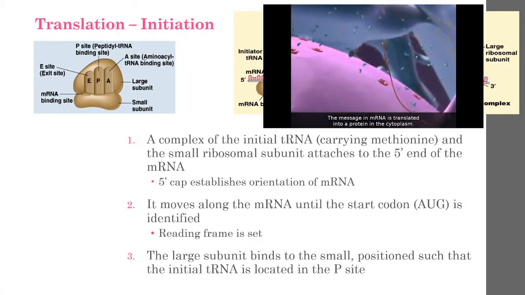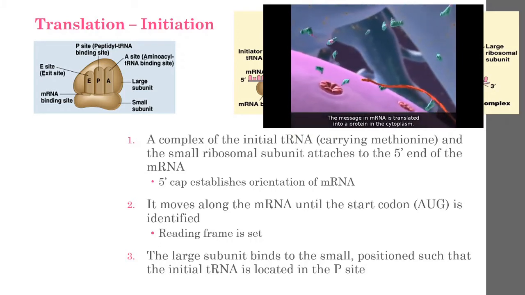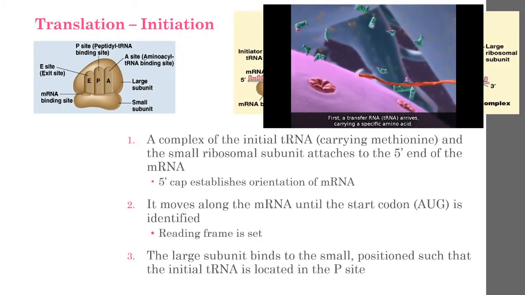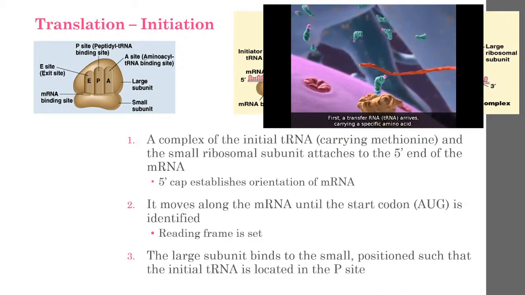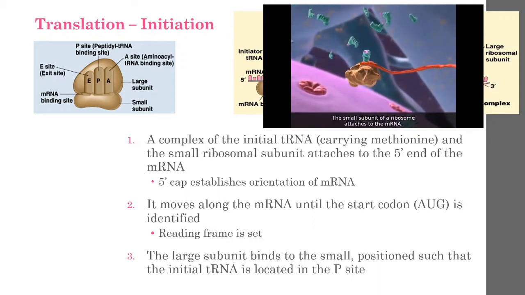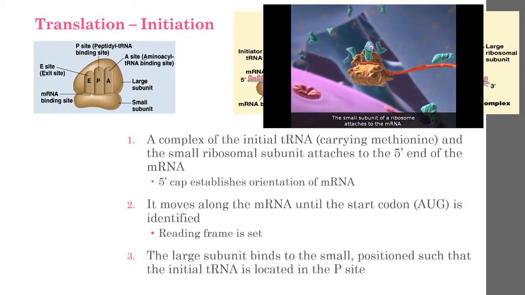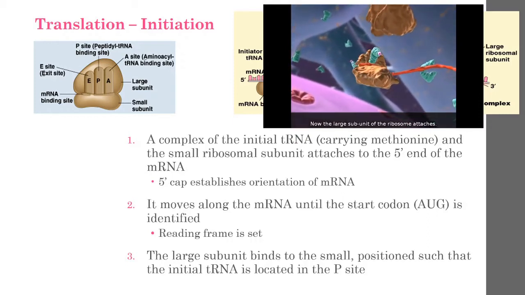The message in mRNA is translated into a protein in the cytoplasm. First, a transfer RNA, tRNA, arrives, carrying a specific amino acid. The small subunit of a ribosome attaches to the mRNA. Now, the large subunit of the ribosome attaches.